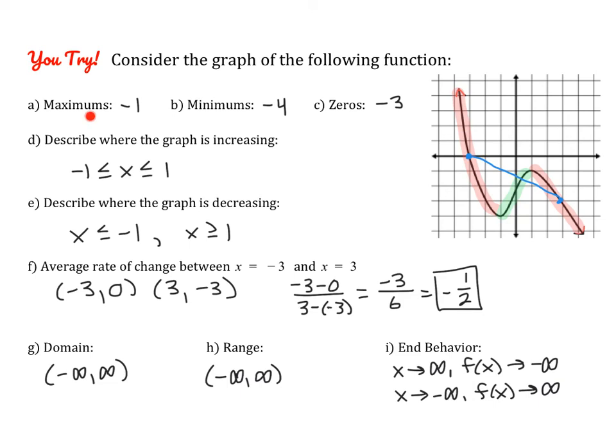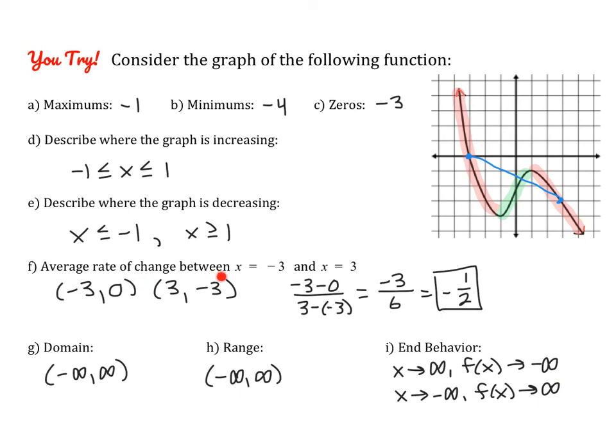All right, let's check. So we can see that we have a maximum here at -1 because it's a little hill. We have a minimum here at -4 at the bottom of our valley, and our only zero on this graph is here at -3. So here you can see that I've marked decreasing, increasing, decreasing. So our graph is increasing between -1 and 1, so in this region. So you can write it like this. And our graph is decreasing, it's red, everything to the left of -1, so when x is less than or equal to -1, and everything to the right of +1, when x is greater than or equal to +1.